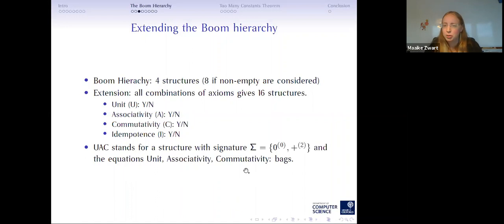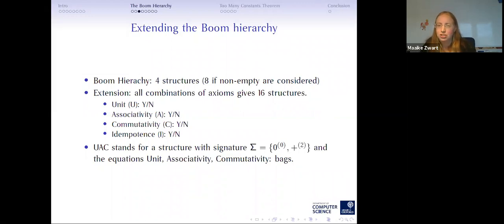And this happens to be my code name for bags. And they all have the same signature. And if I don't consider the units, I throw out the constant from the signature. I just have a binary. So let's have a look at that table. Now it's a very big table because it's 16 by 16. So I've cut it up in quarters.